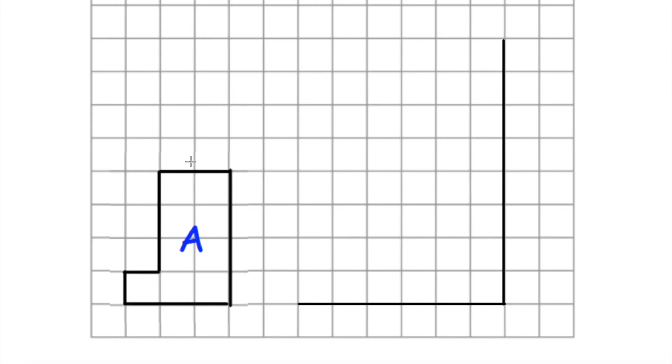Next, the top of the shape. The top of the shape was 2 across. So we're going to double that. So it's going to be 4 across. So that's going to be there. It did go 3 down. So we're going to double that. That's going to be 6 down. So 1, 2, 3, 4, 5, 6, like so.